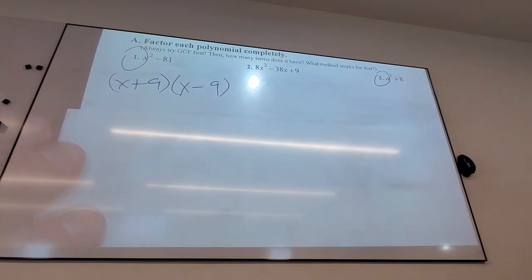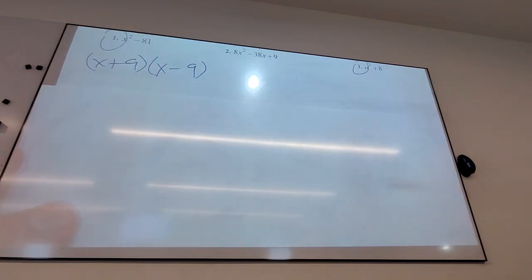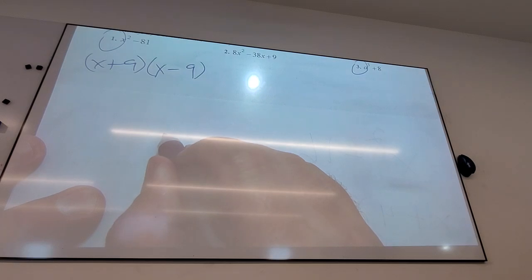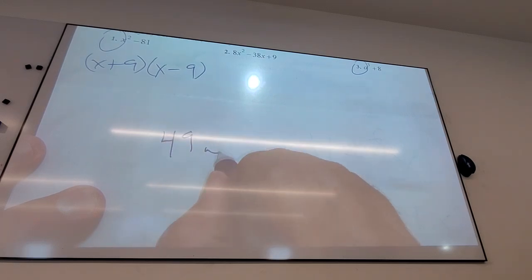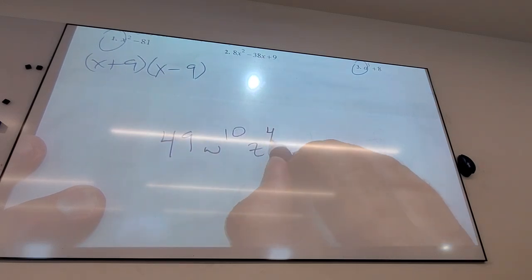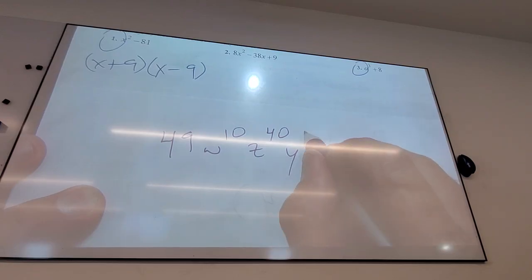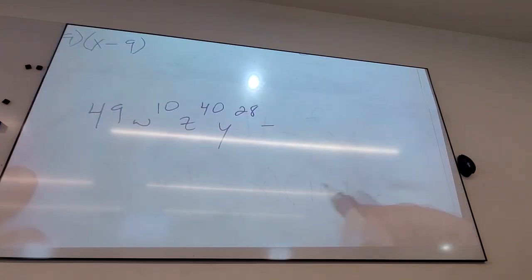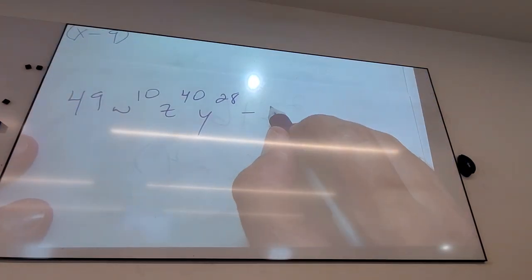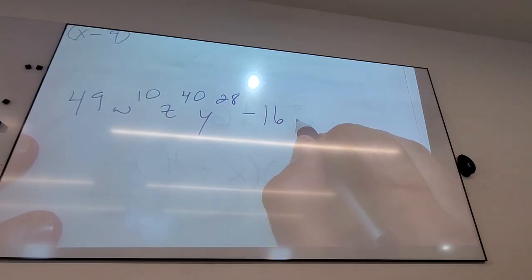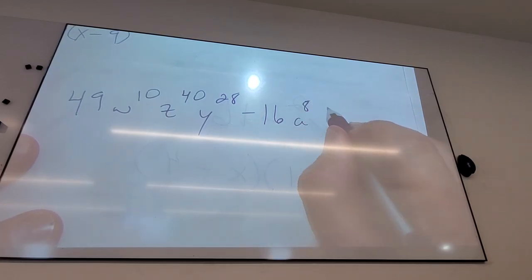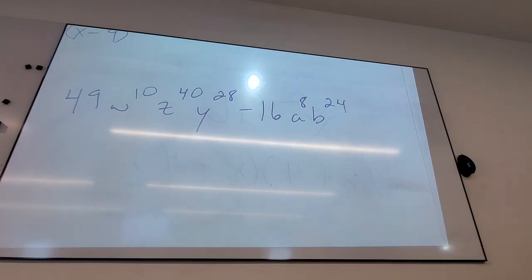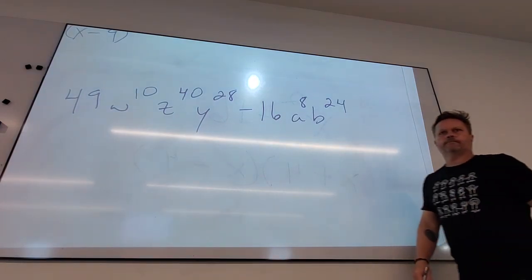Let me just make this up. Let me show you one: 49 w to the 10th, z to the 40th, y to the 28th, minus 16 a to the 8th, b to the 24th. How do you guys feel so far? Okay.